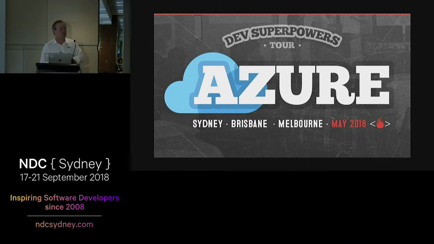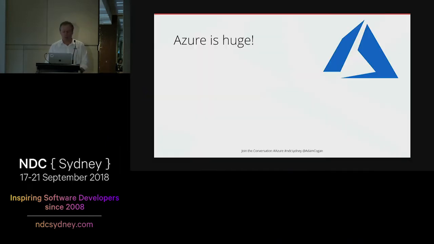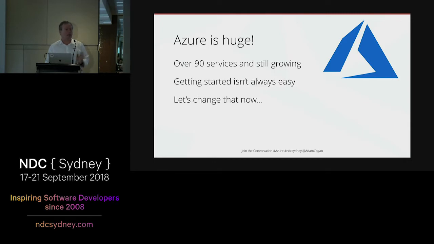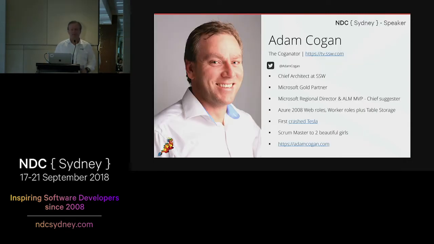A lot of this has come from the Azure superpowers. We have a number of superpower tours that we do on Angular and .NET Core. One of them is on Azure, and this is an entire day, and I've taken out a whole lot. So there's going to be quite a bit of content, and we're going to fly through it. But essentially, Azure is huge. There's 90 services to learn. You break that down, and we're talking hundreds. It's not easy to get started, so let's try to change that right now.